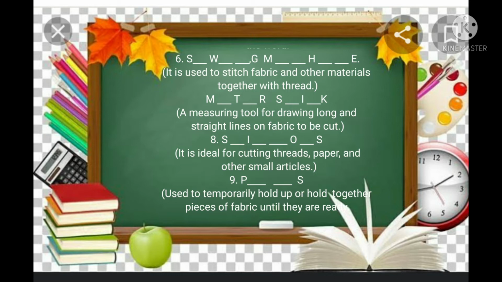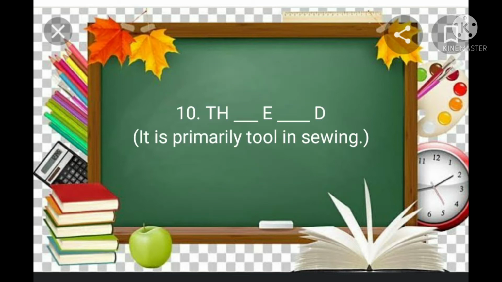Number 6, it is used to stitch fabric and other materials together with thread. For number 7, it is a measuring tool for drawing long and straight lines on fabric to be cut. And for number 8, it is ideal for cutting threads, paper, and other small articles. Number 9, used to temporarily hold together pieces of fabric until they are ready. Number 10, it is a primary tool in sewing.